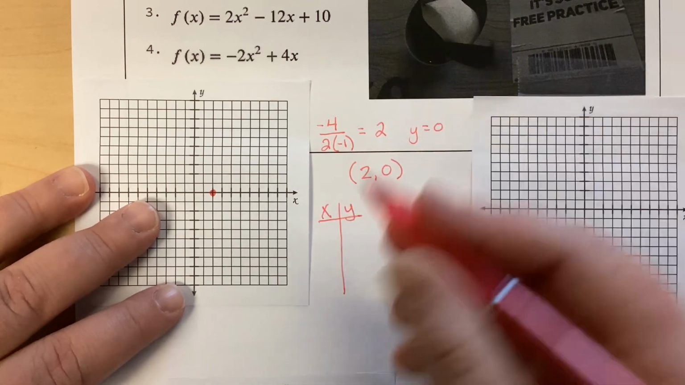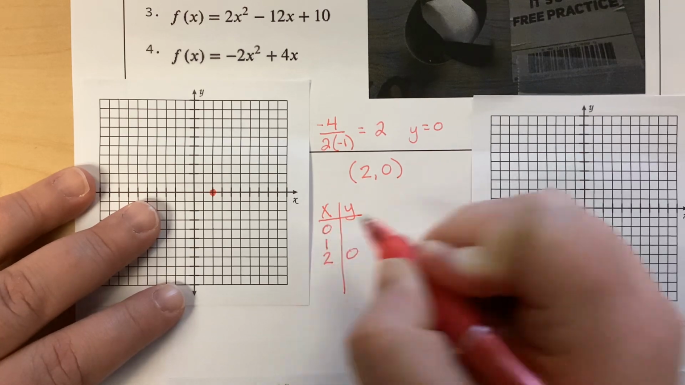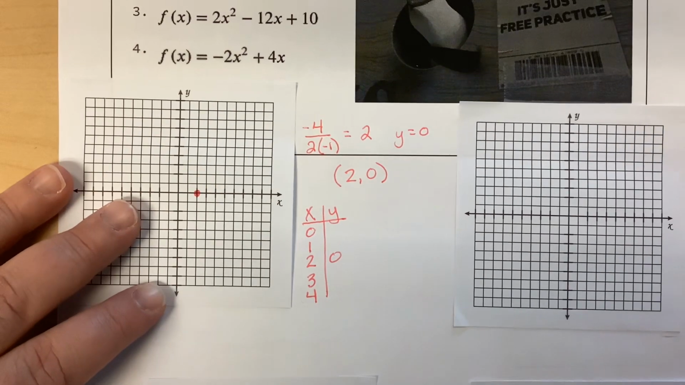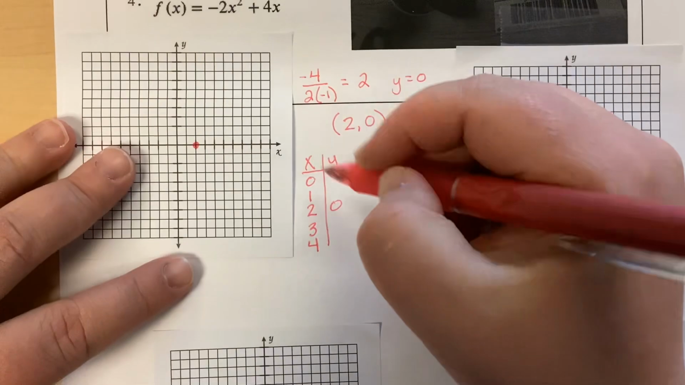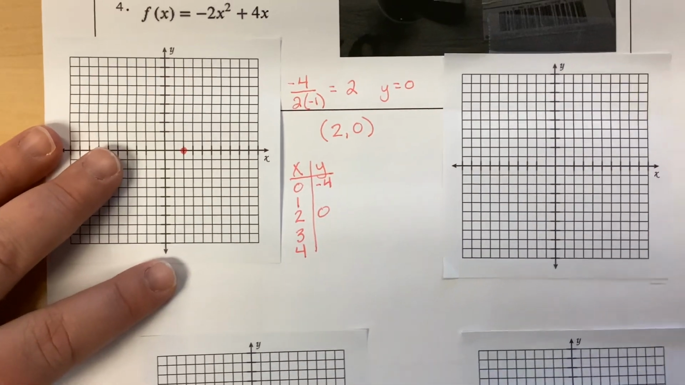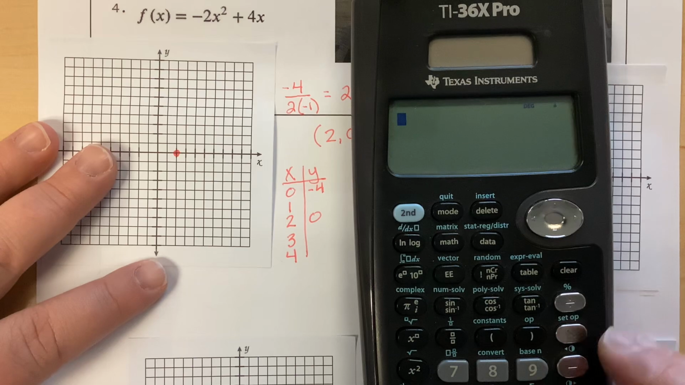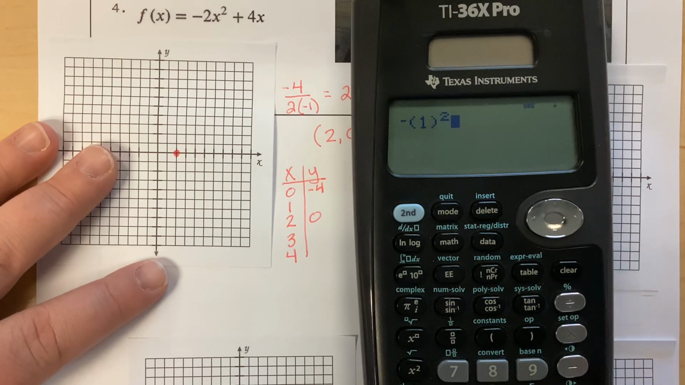X, Y. I'm going to put 2, 0 in the middle. So 2, 1, 0, 2, 3, 4. And then we're just going to plug in. Now, if I plug 0 into this, all I'm going to be left with is negative 4. So 0, negative 4. Now I'm going to take my calculator and do the next one. So it's negative, and then in parentheses, 1 squared plus 4 times 1 minus 4 is negative 1.